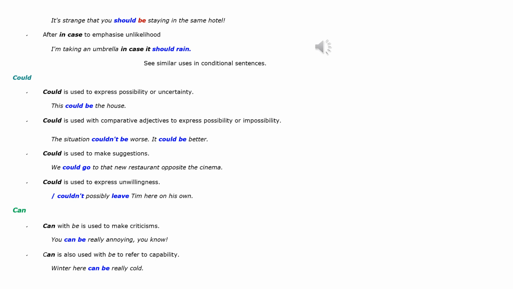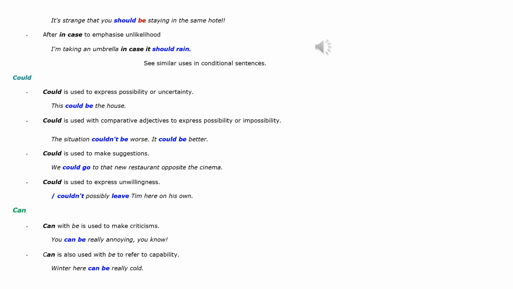It could be better. Could is used to make suggestions. We could go to that new restaurant opposite the cinema. Could is used to express unwillingness. I couldn't possibly leave Tim here on his own.